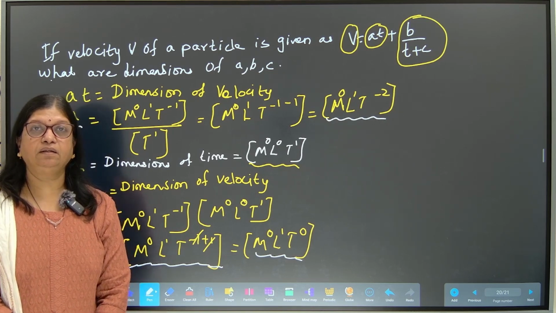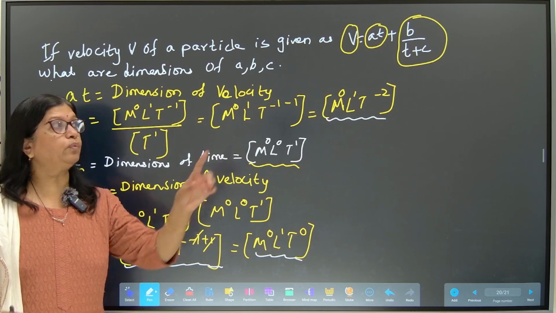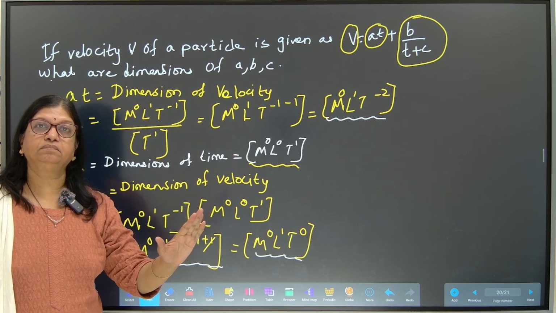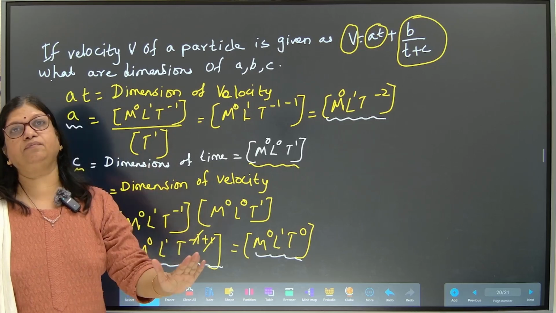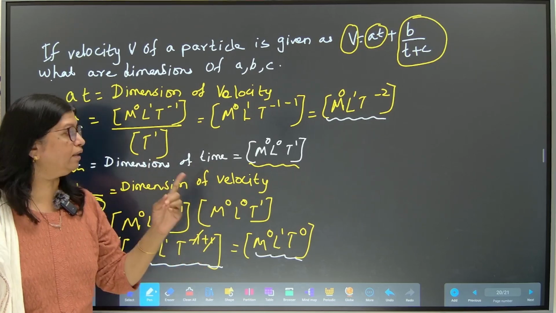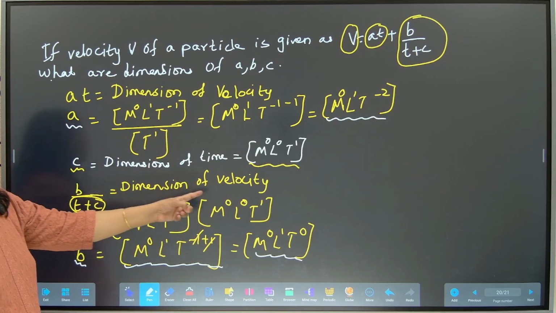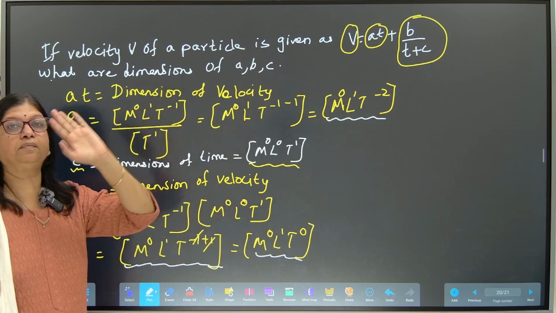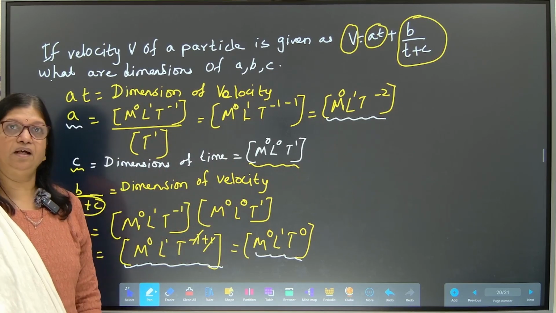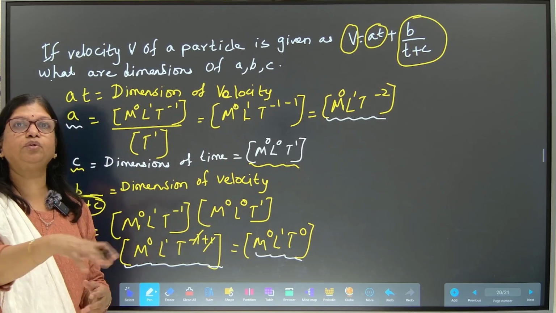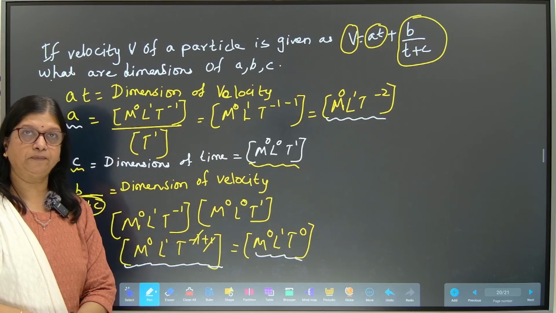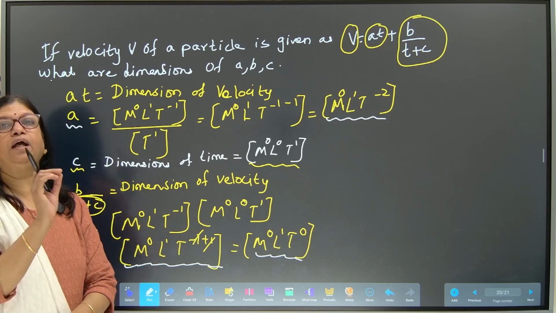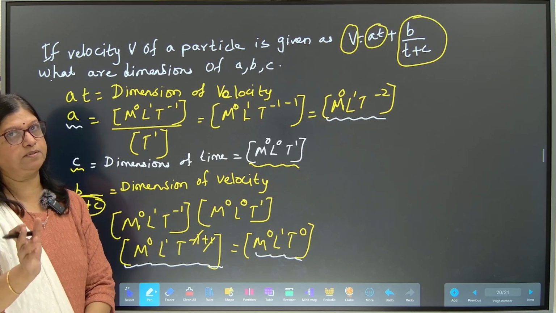Is it clear? So whenever added, same physical quantity. Whenever subtracted, same physical quantity. Whenever equated, here I equated it to the dimension of velocity. Why? Because every term must be a velocity. Understood? Okay. So you have to use your own pathway to get A, B and C. I hope I am clear. Okay. I'll just move and you take a screenshot of what is being done.